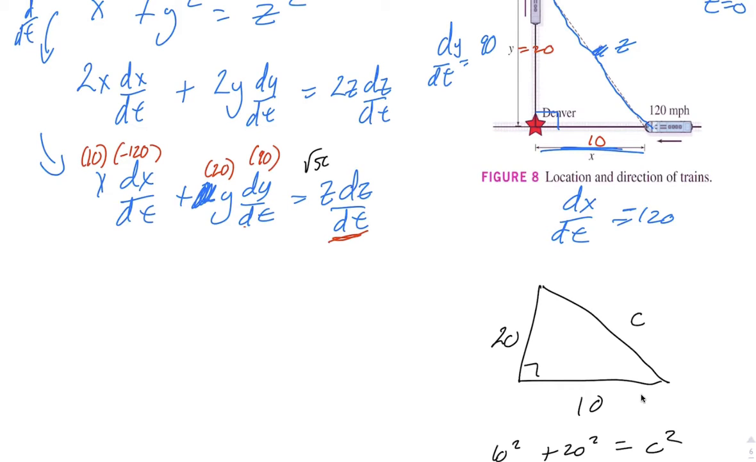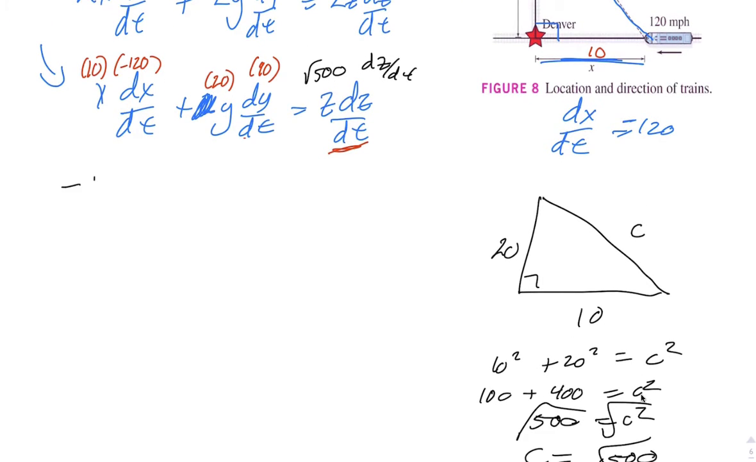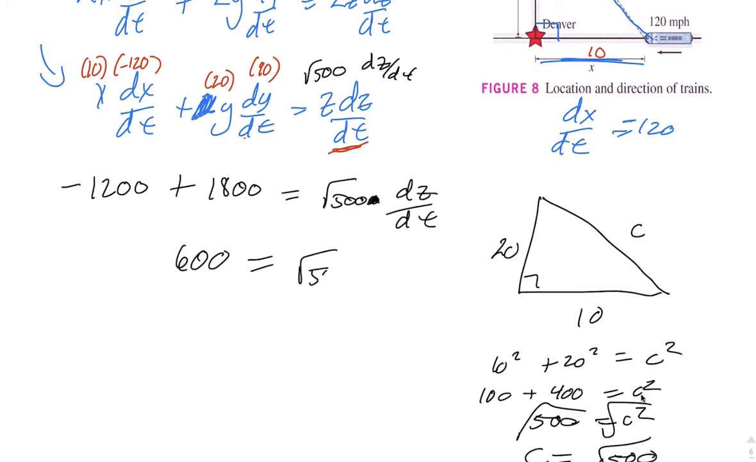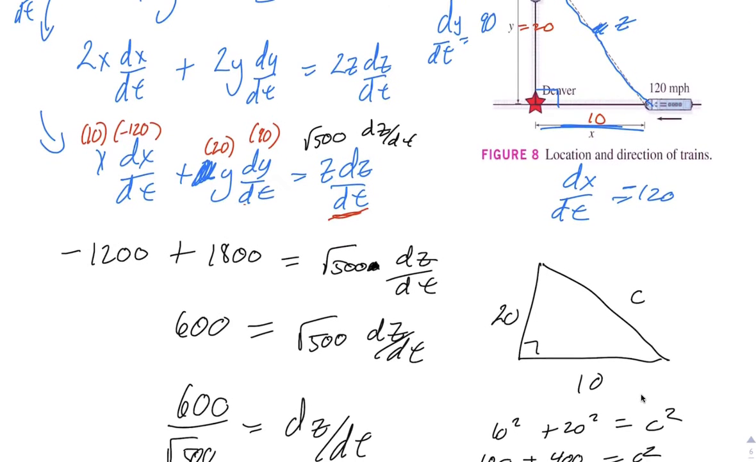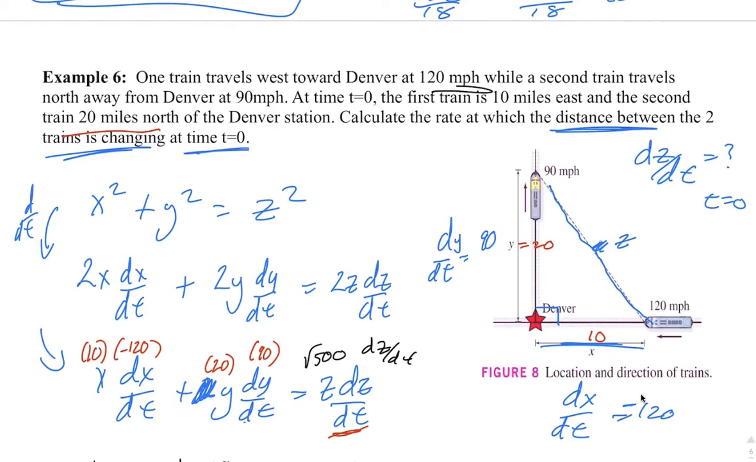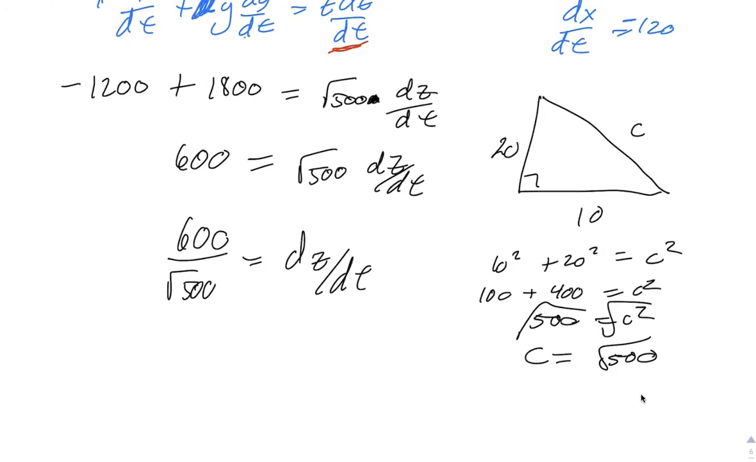Radical 500. And then dz dt. So if I rewrite it, I'm going to get negative 120 times 10 plus 1800 equals radical 500 dz dt. That's 600 equals radical 500 dz dt. Divide by that, so you get 600 over radical 500 for dz dt. Remember, units, don't freak out. t is time, z is whatever unit we're talking about. We're talking about miles per hour. So, miles per hour. And that's how it's done.